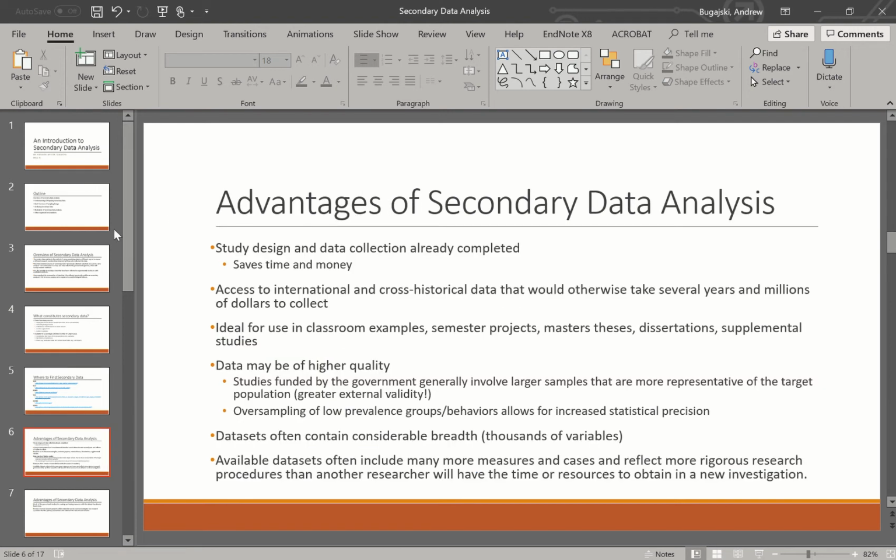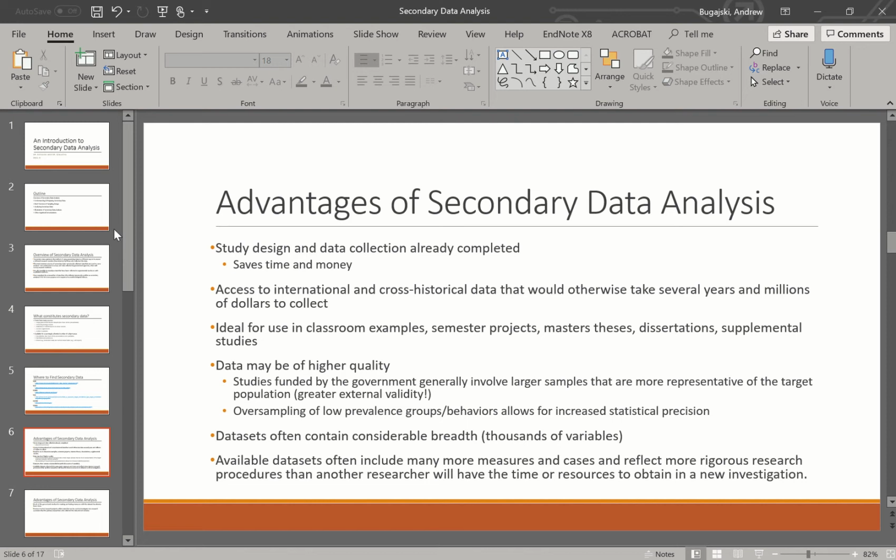So there's a lot of advantages to secondary data analysis. It saves time and money because you don't have to collect anything. It's already been designed, all the planning has gone into it. You have access to international and cross historical data that would otherwise take several years and millions of dollars to collect. And it's right there just for a data acquisition form. It's ideal for use in classroom examples, semester projects, master's theses, dissertations, and supplemental studies. Hint, hint, hint, hint.